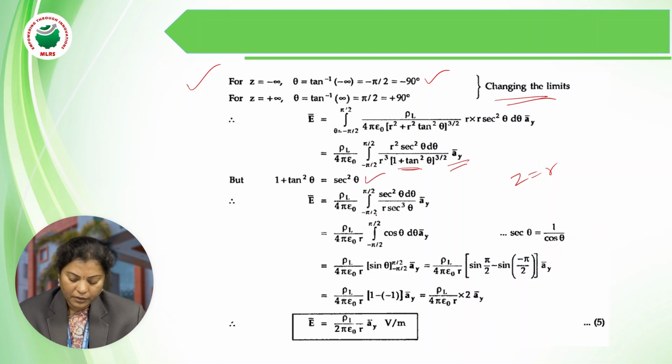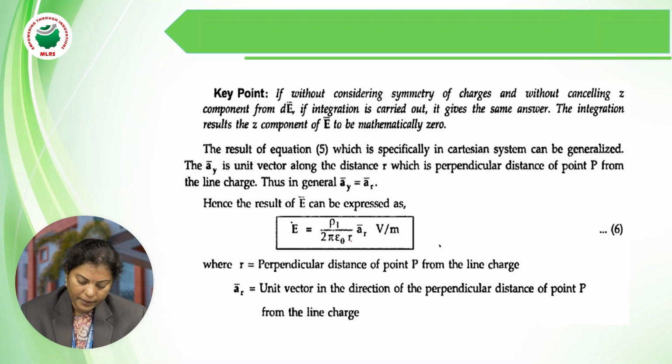So, substituting and simplifying everything, we will get E equal to rho L by 2 pi epsilon naught into R into AY volt per meter. So, this is the electric field intensity due to infinite line charge. So, rho L by 2 pi epsilon naught into R into AR. Electric field intensity is expressed as rho L by 2 pi epsilon naught into R into AR.